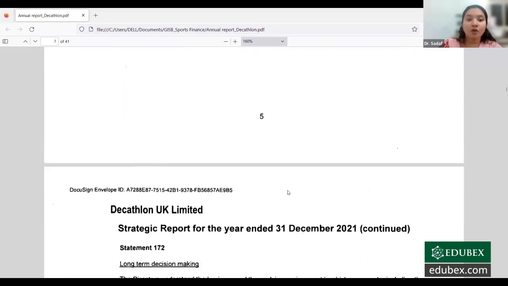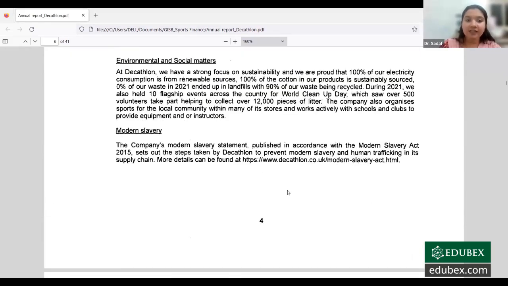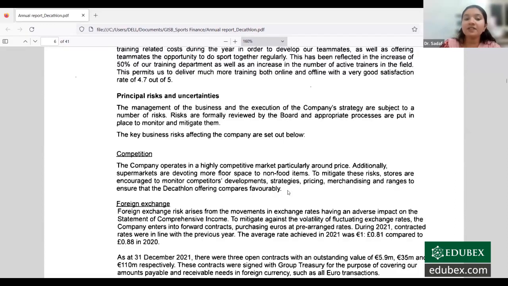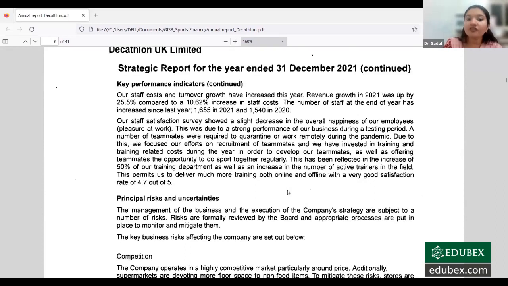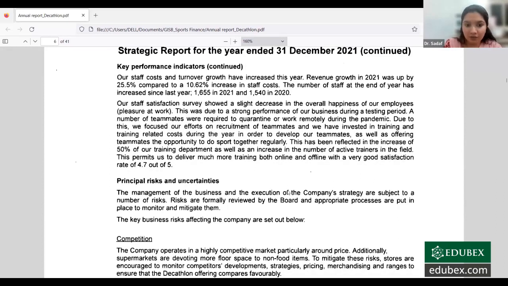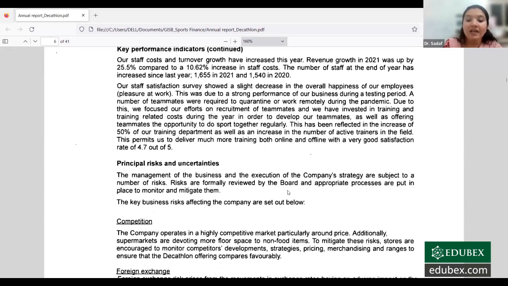Just to point out, if you see in the strategic report, they will speak about all the challenges which the business will face. After speaking about their indicators and growth, they will speak about the challenges, like what competition they are facing. They will always face competition from the local brands.